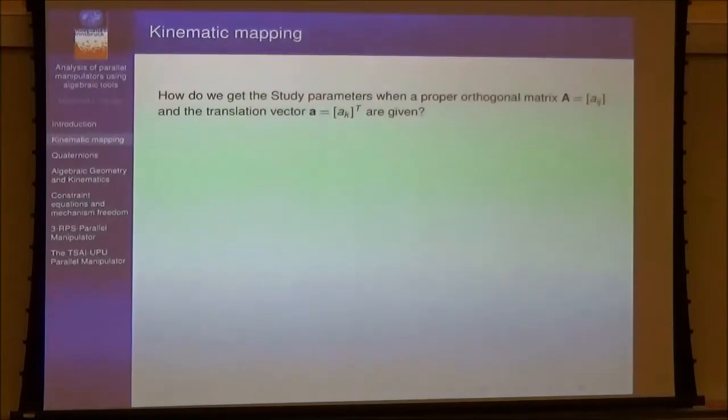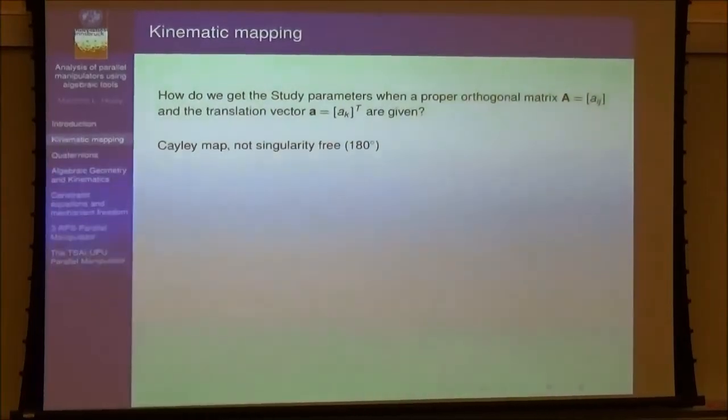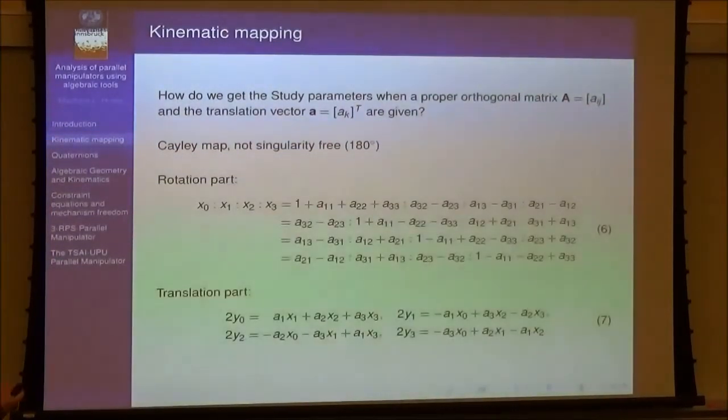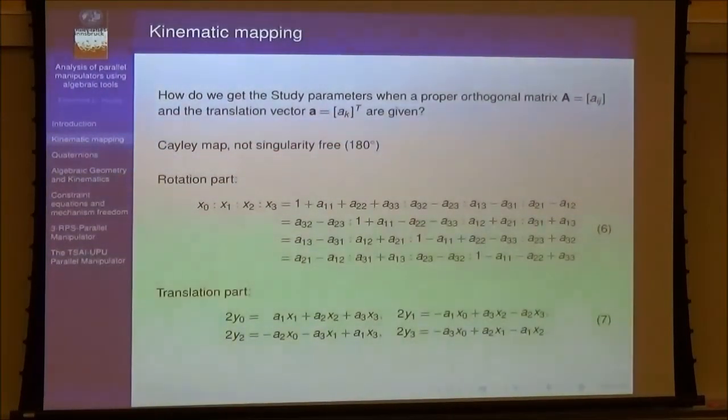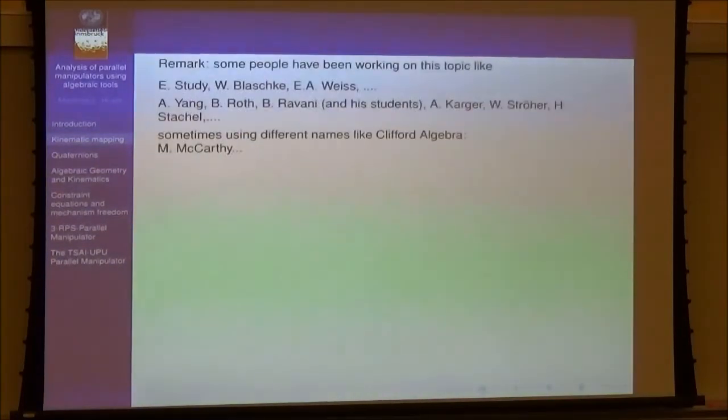Now, how do we get the Study parameters when we have an orthogonal matrix given and a translation vector? You could use the so-called Cayley map, but it's not singularity free. But Study has given a simple system of equations. One of those 4 equations which you have here will always work, and you could use any of them. This is an interesting part. That's already in the book of Study, and I have not seen that in many papers recently. But it's easy to get these Study parameters.